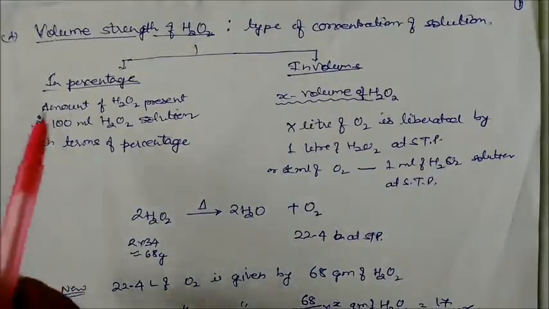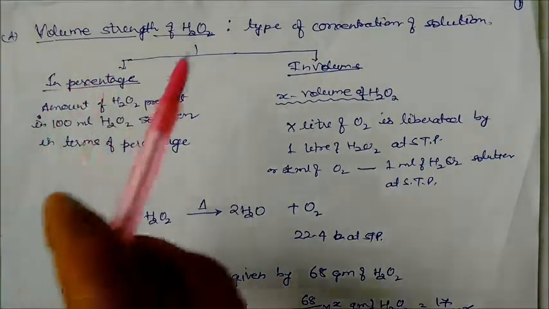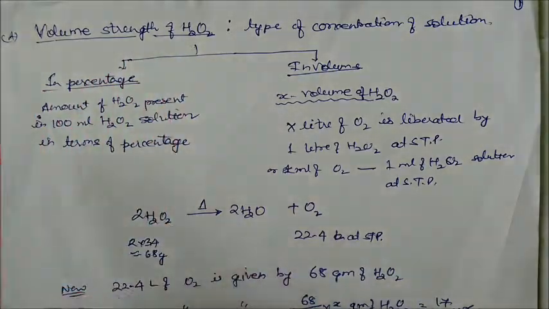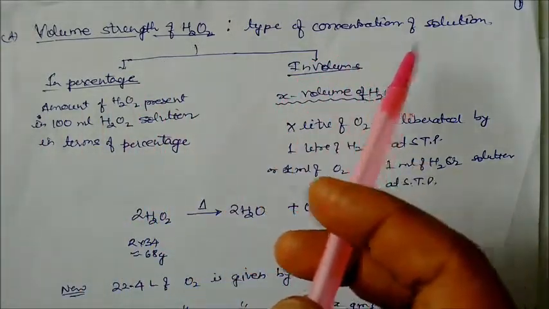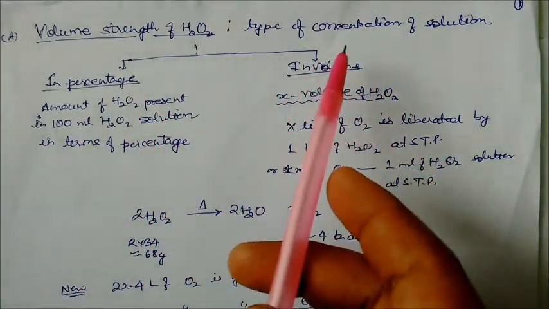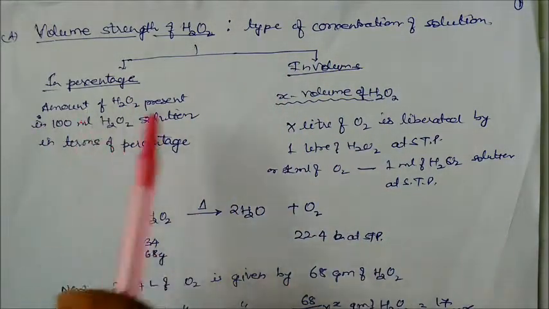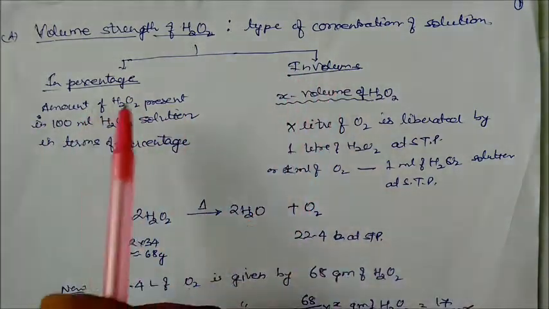We will see the lecture on the volume strength of H2O2, that is hydrogen peroxide. Hydrogen peroxide is measured in two types of concentration of the solution. We are measuring in terms of percentage and in terms of volume.